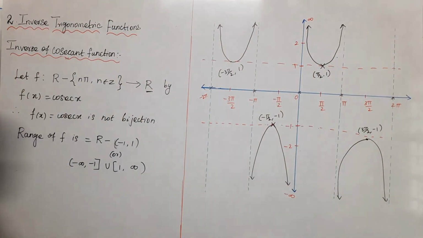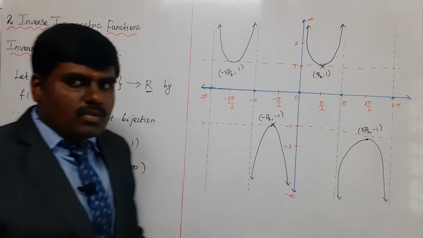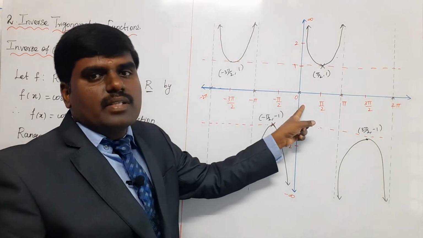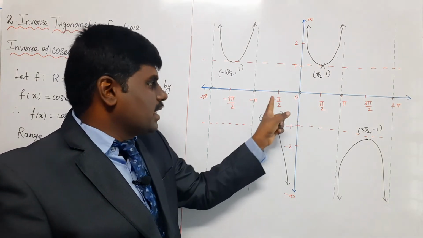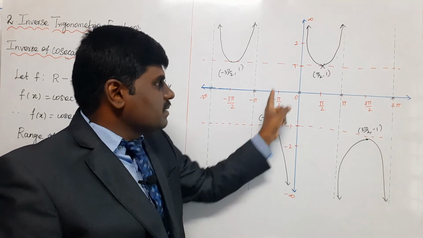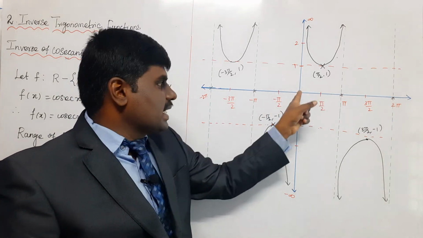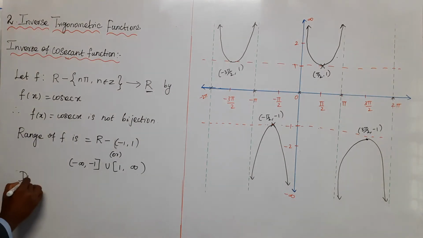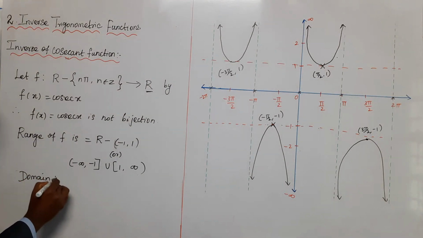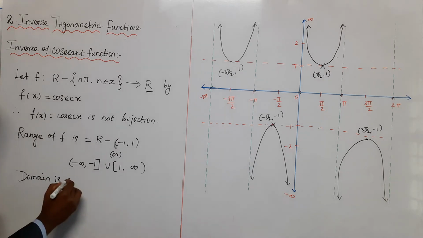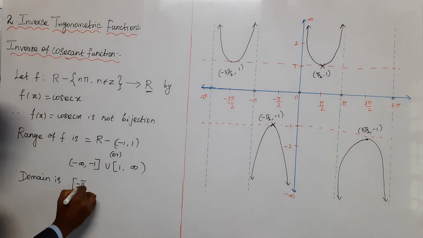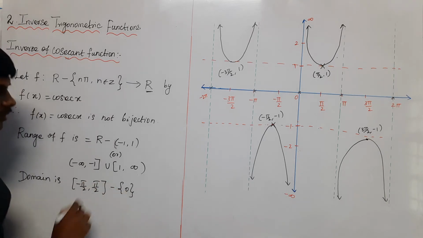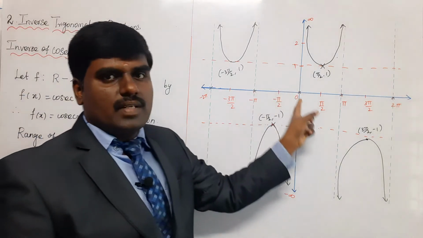I restrict the domain to minus pi by 2 to plus pi by 2, but 0 does not exist, because at 0 the cosecant function is undefined. Here I choose the domain as the closed interval minus pi by 2 to plus pi by 2, except 0, because the cosecant curve does not exist at the value 0.